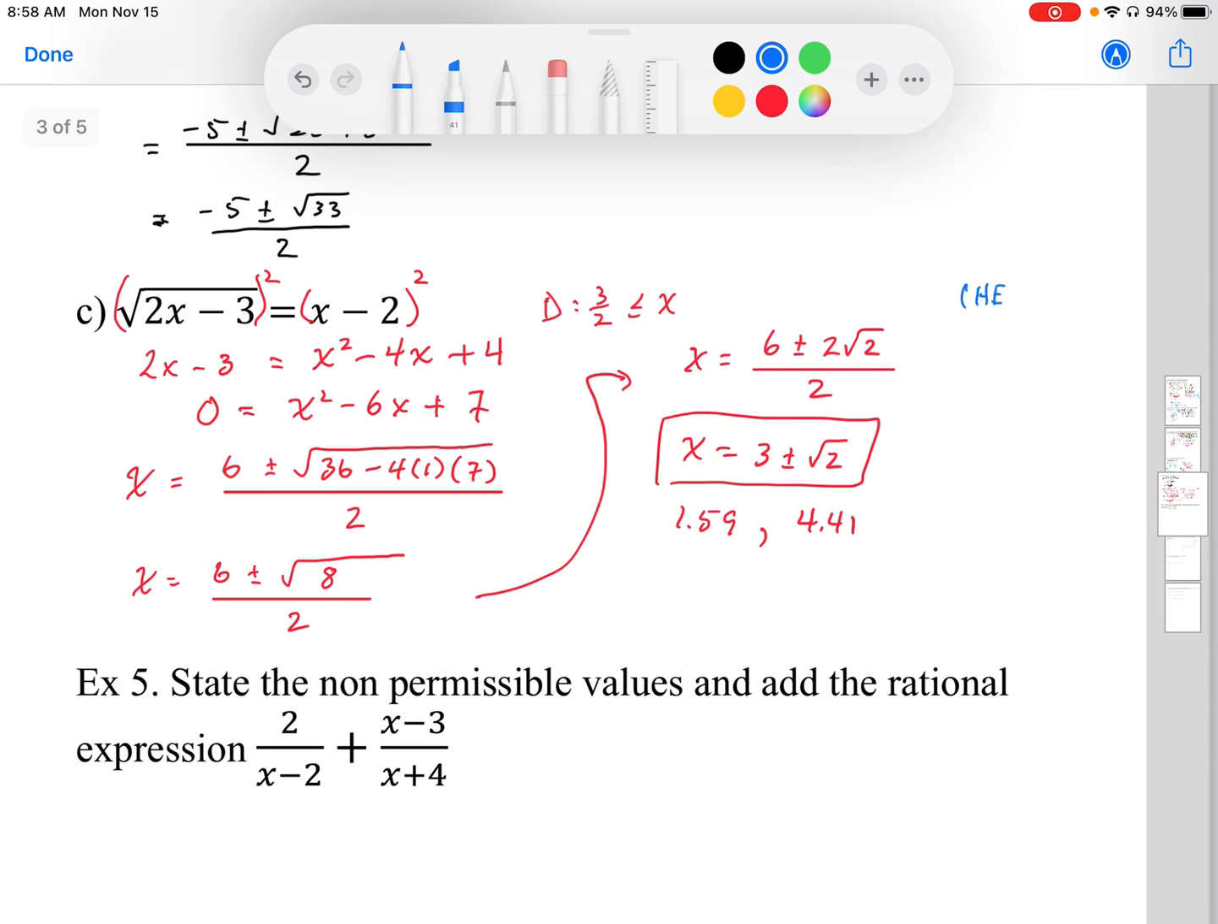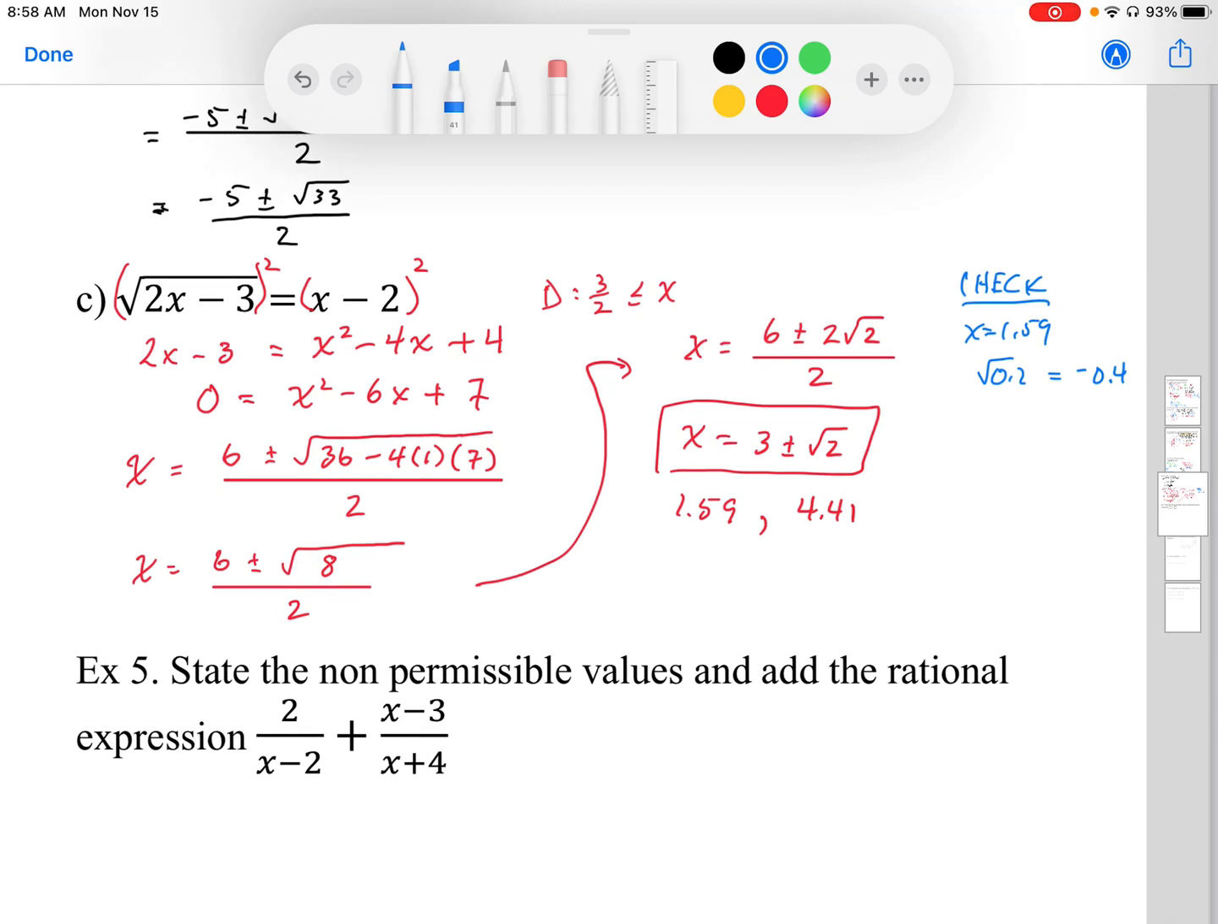So I'm going to do a check here. x equals 1.59, and we're going to get about 2 times 1.59, which is about 3.2, minus 3, is the square root of 0.2, and that's going to be equal to negative 0.4 approximately. So that does not work. These are not equal to each other, so this is actually extraneous.